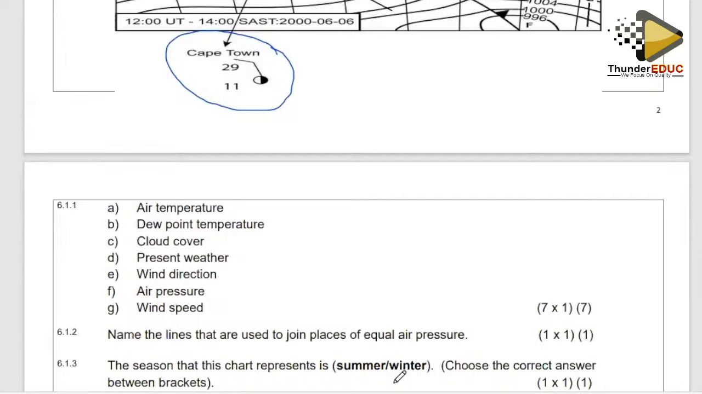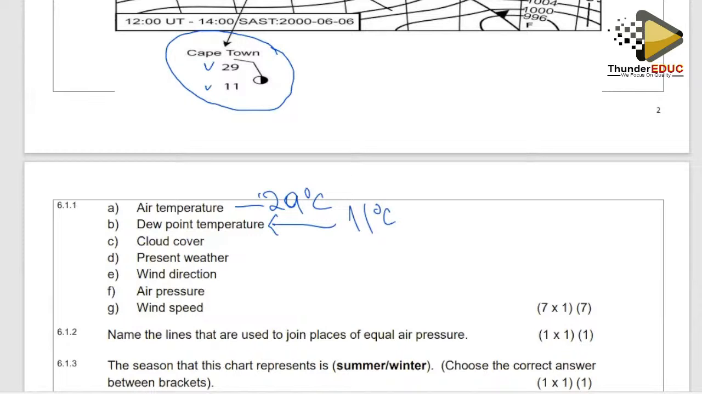Determine air temperature. We said air temperature is the maximum temperature. So we are taking between the two. There's 29, you can see there, and there's 11. When we're talking of air temperature, we said that is the maximum. Between the two, 29 and 11, it means 29 degrees Celsius. That's the air temperature. And then the dew point temperature automatically becomes the lower, the smaller number, which is 11 degrees Celsius.